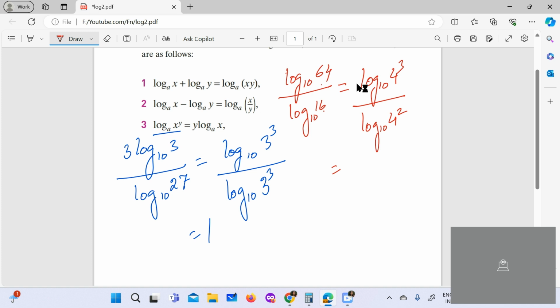Now I will write it in this form, and it will become 3 log base 10 of 4 and 2 log base 10 4, right? So log base 10 4 and log base 10 4 cancel, and you get 3 over 2. Is this clear? Okay. So we will see one more question.